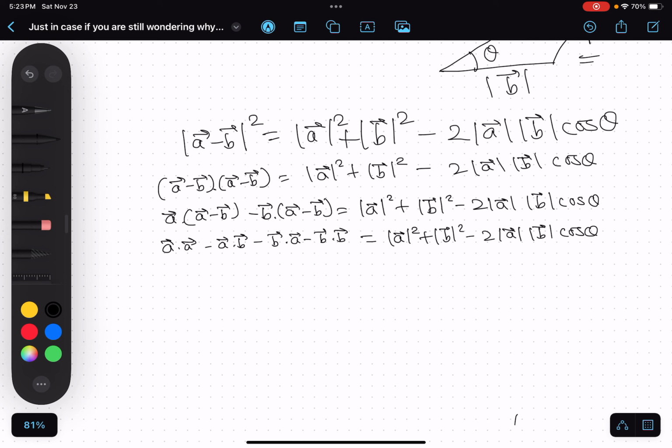Now again, we already learned that a vector dotted with itself is just magnitude of a squared, right? And we know that dot product is commutative, so a vector dot b vector is the same as b vector dot a vector. So using that, this will just be negative 2 times a vector dot b vector because both are the same. And b vector dot b vector is just the magnitude of b squared, and there are two negative signs, so this will be plus magnitude of b squared. Now we have this expression.